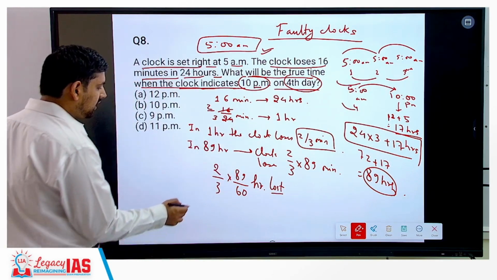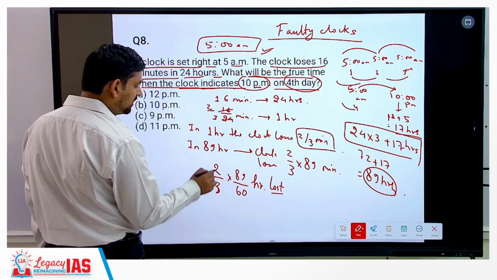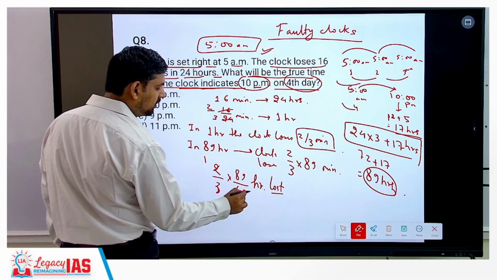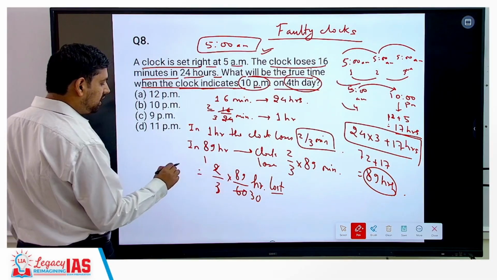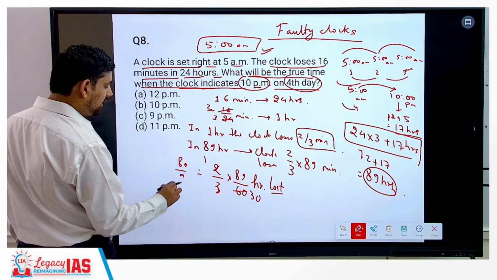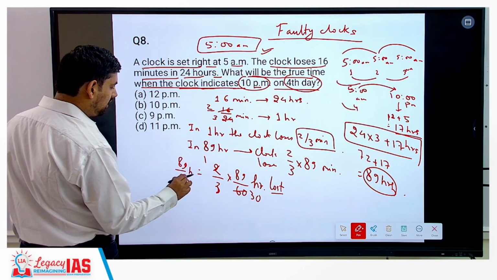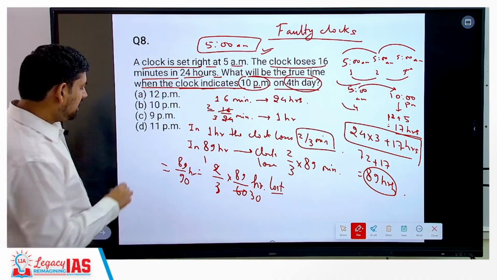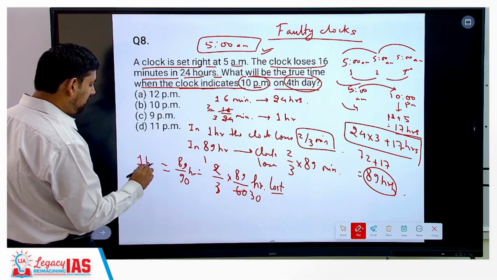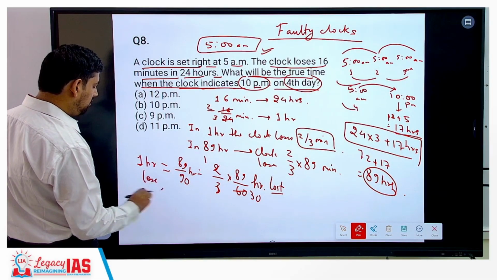Correct? Now let's start cancelling it out. So how many times will this go? This will go 1 time. This will go 30 times. Then this becomes 89 by 3 into 30, that is 89 by 90 hour. This is approximately what? 89 by 90 is approximately the same, approximately 1 hour the clock would lose.